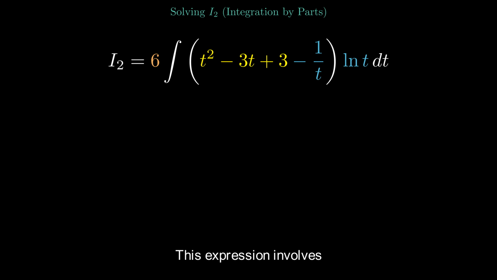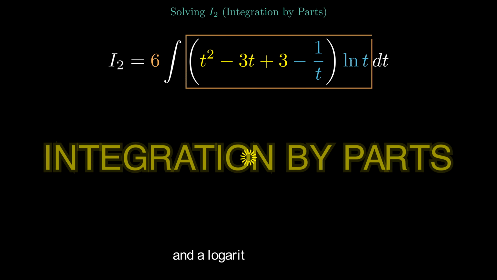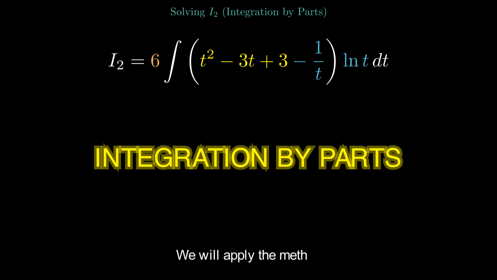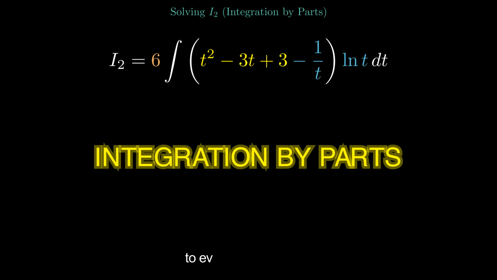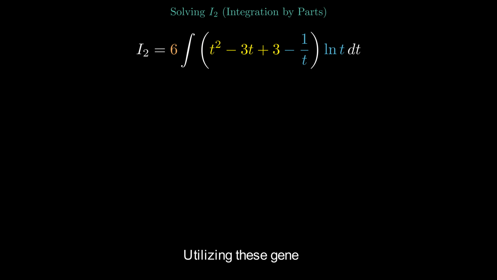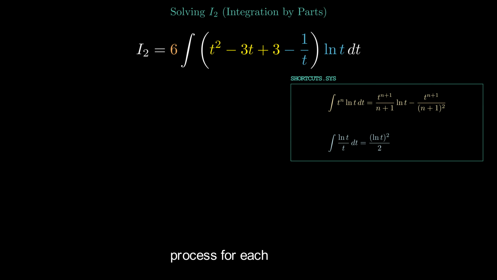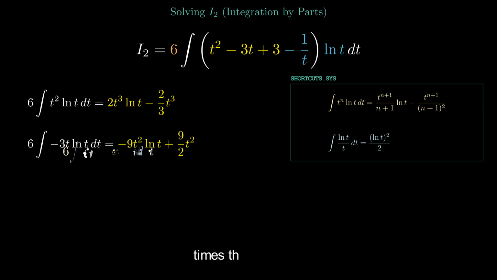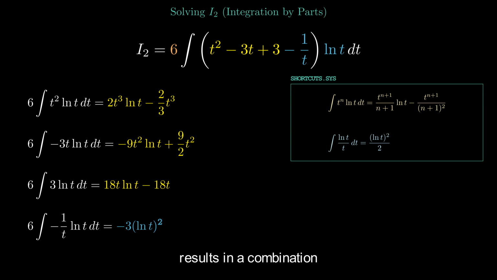This expression involves products of polynomials and a logarithmic function. We will apply the method of integration by parts to evaluate each term. Utilizing these general integration formulas will simplify the calculation process for each individual term in the integrand. We integrate each term separately. Each polynomial term times the logarithm results in a combination of logarithmic and polynomial terms.